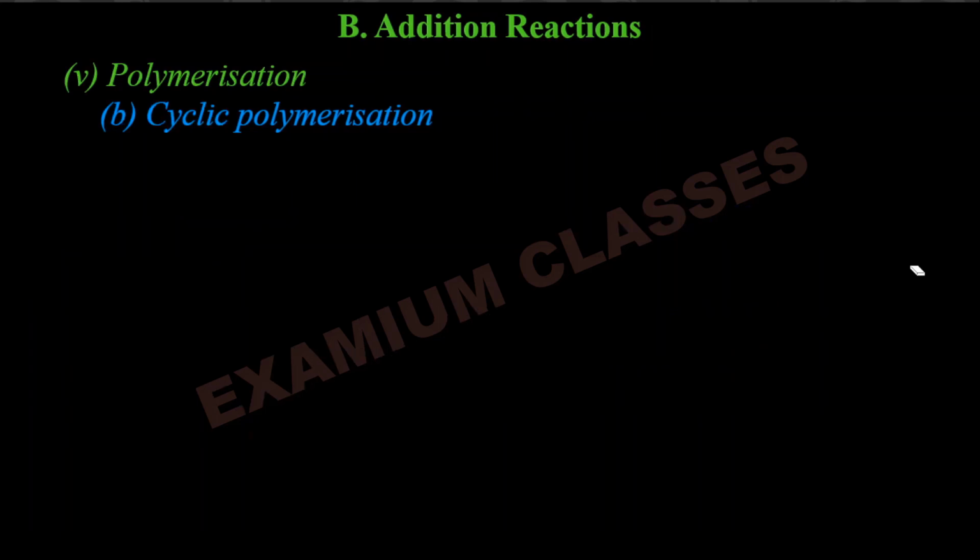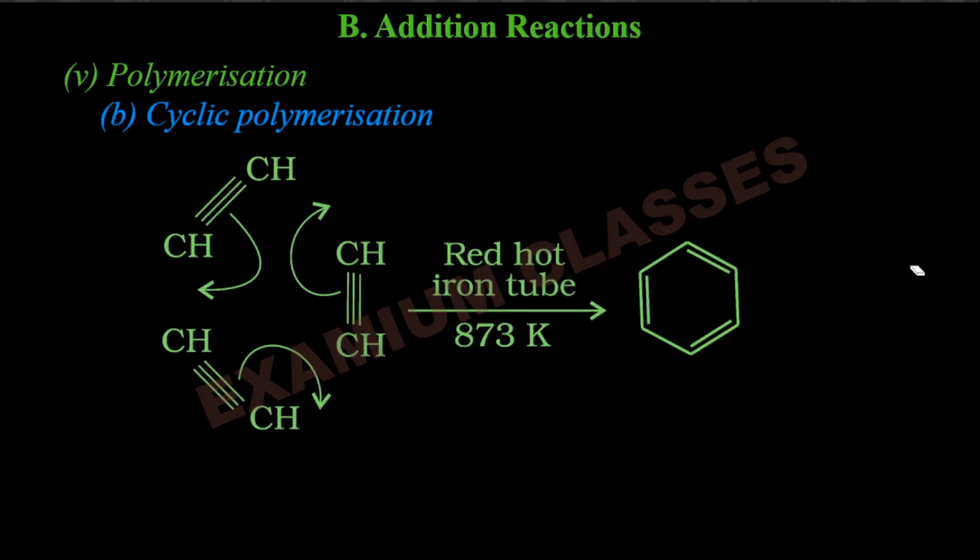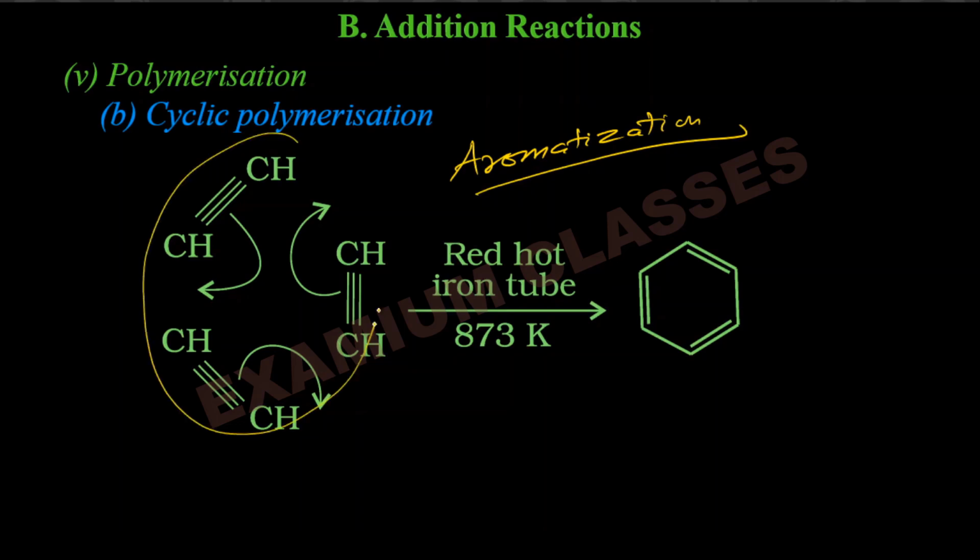Cyclic polymerization is something you have done earlier also in general organic chemistry. When three molecules of ethyne are passed through a red hot iron tube at 873 Kelvin, they combine to form benzene. This is a specific example of conversion from an aliphatic compound to an aromatic compound. So this is also known as aromatization. A non-aromatic, that is aliphatic, compound gets converted to an aromatic compound.